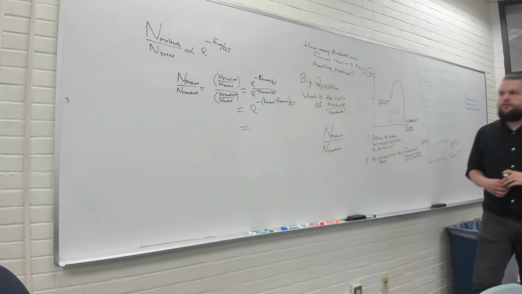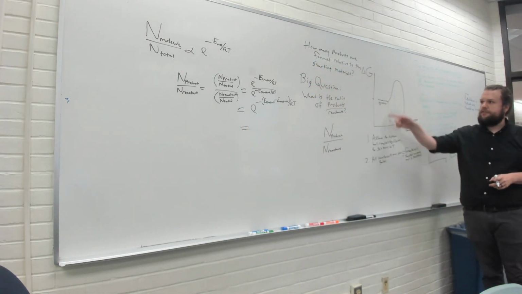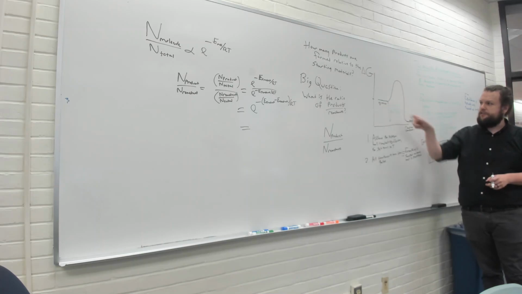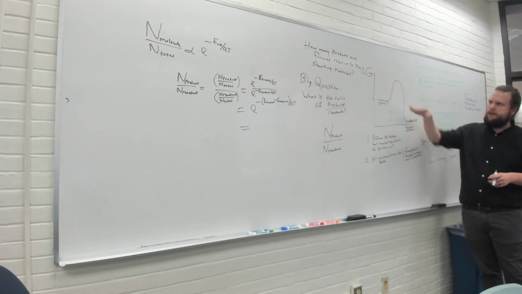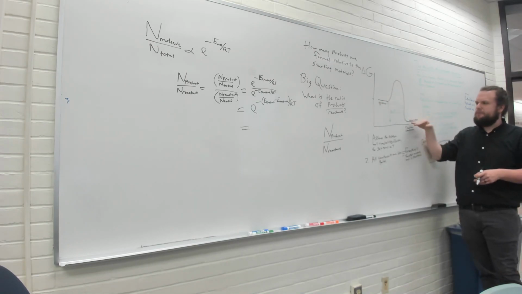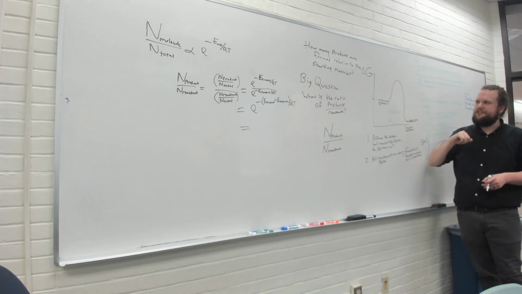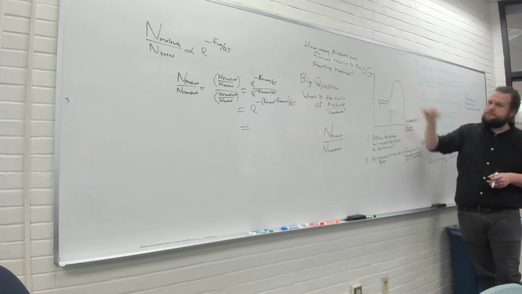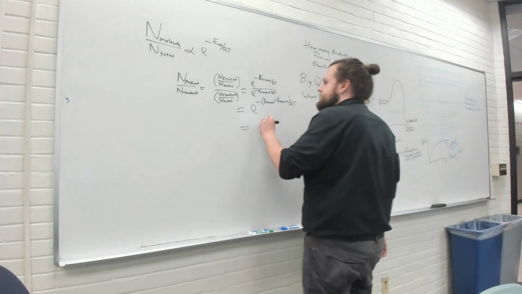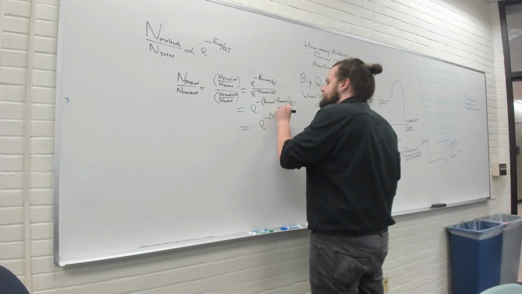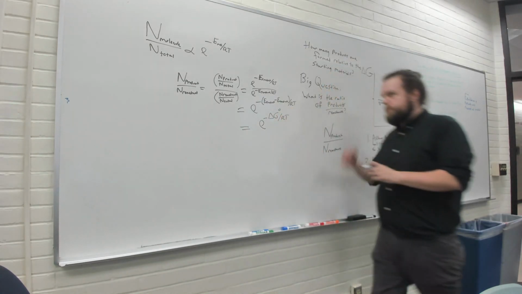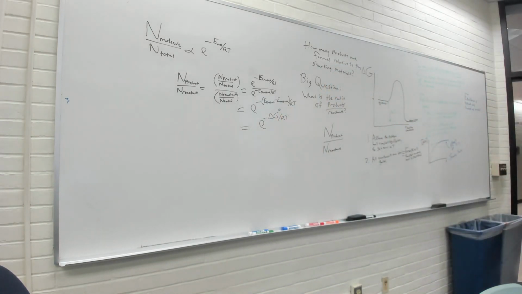Now, what's the difference between the product and the reactant energies? Well, it's just delta G, right? Here's our reactant energies here. Here's our product energies. The difference is delta G. All right, so this is going to be e to the minus delta G over RT. Now, I'm going to show you this graphically.